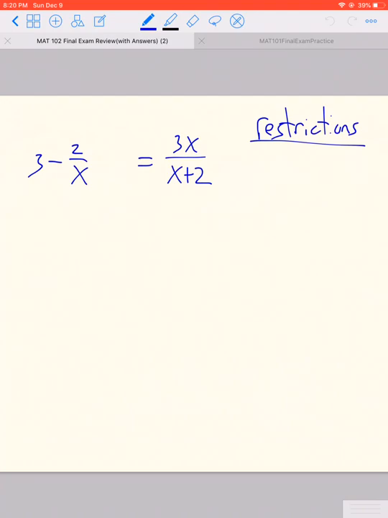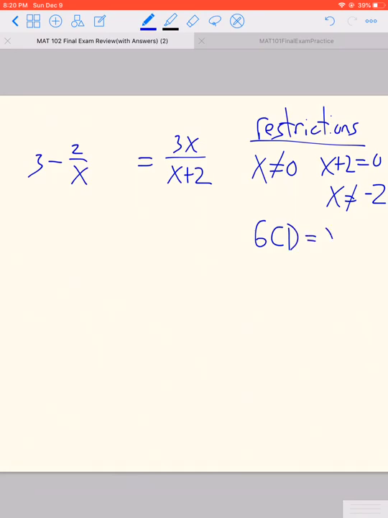Again, we want to solve this rational equation, so we should first find our restrictions. The two denominators we have are x and x plus 2. So I set each one of them equal to 0 and solve, and we get two values, 0 and negative 2. So those are going to be our restricted values. We next identify the GCD. The GCD of x and x plus 2 is going to be x times x plus 2. So that's the term we're going to multiply every single term in the equation by.